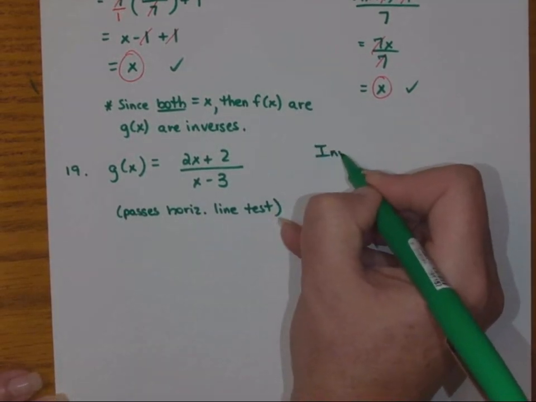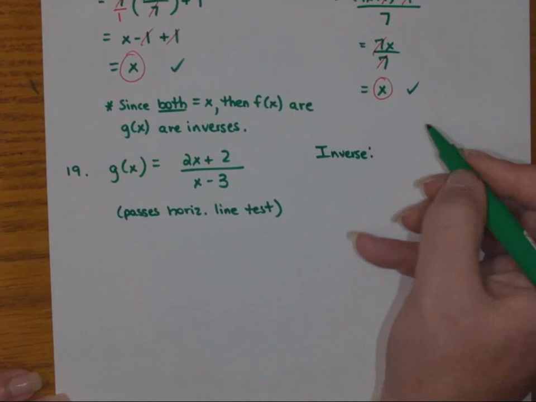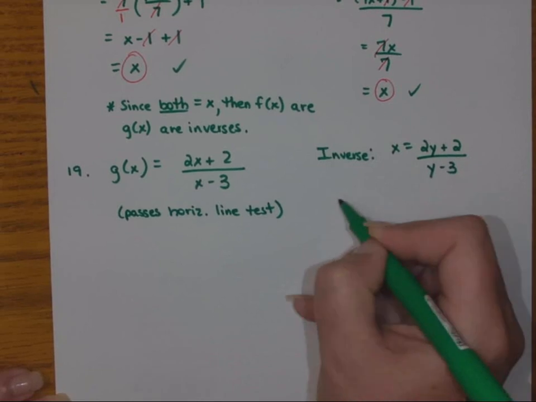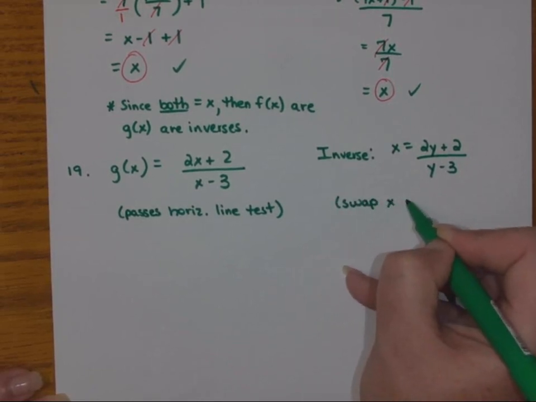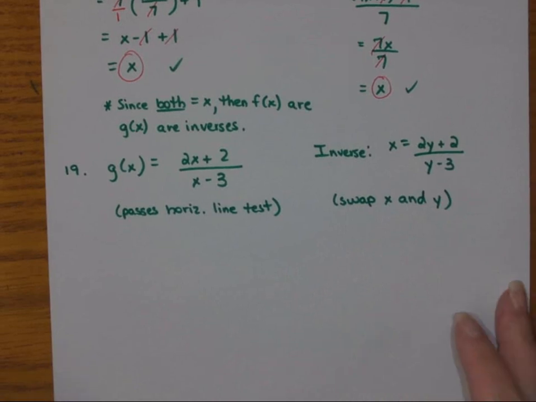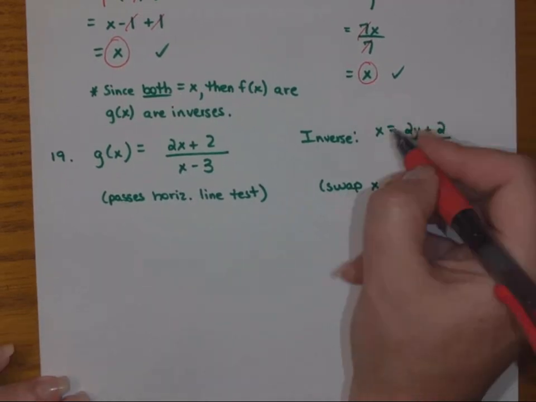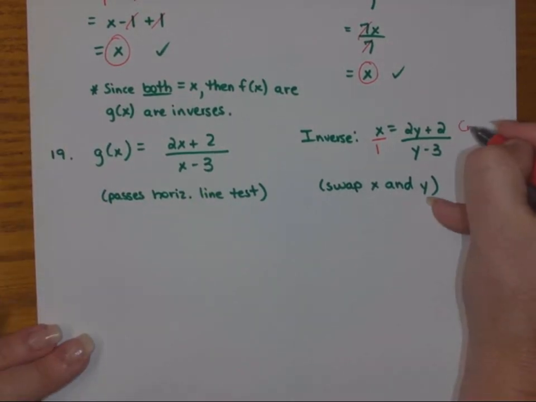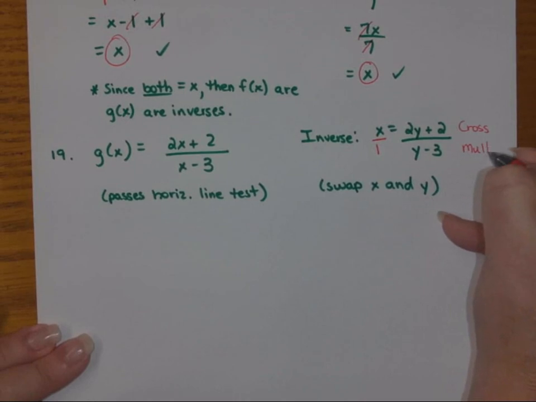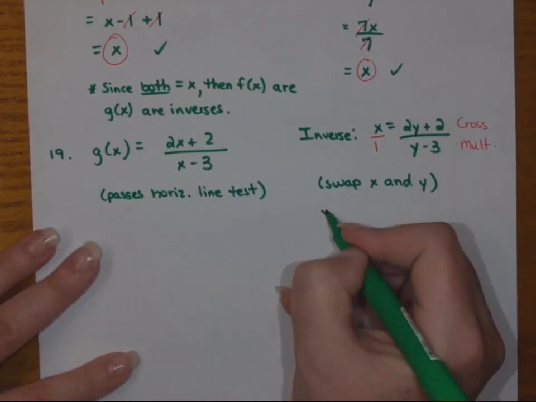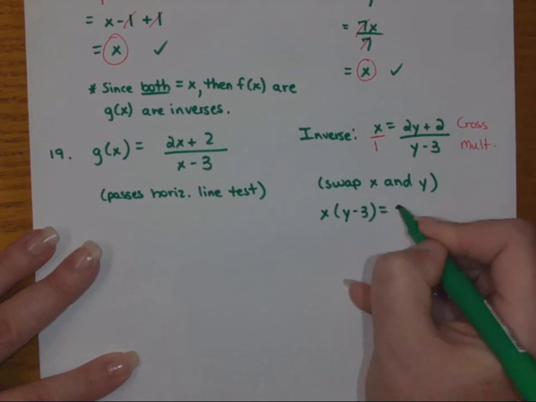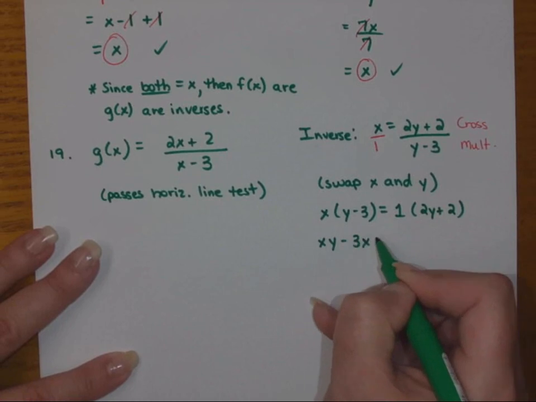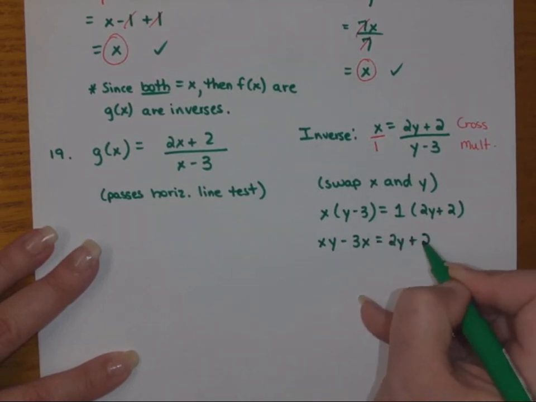All right, so we start off with saying that, hey, the new inverse is going to be x equals 2y plus 2 over y minus 3. Okay, notice we always swap x and y. That's how we always first look at inverses. But then we're going to consider that as over 1, and we are going to cross multiply. Okay, so what you get when you cross multiply is x times y minus 3 equals 1 times 2y plus 2. So we get xy minus 3x on the left, and we get 2y plus 2 on the right.